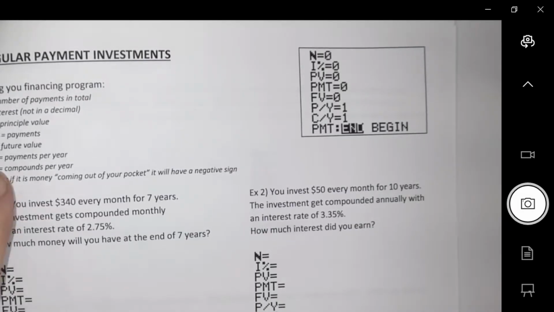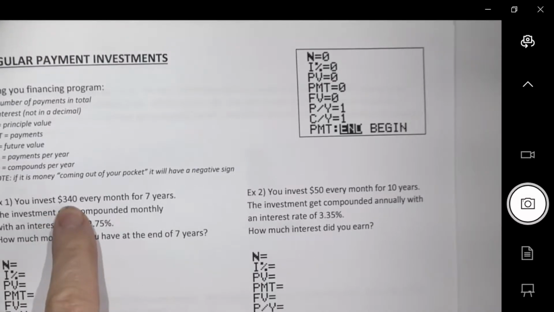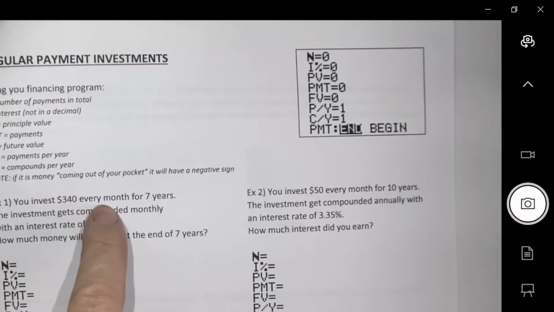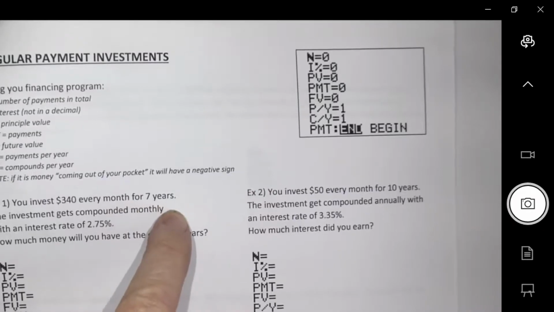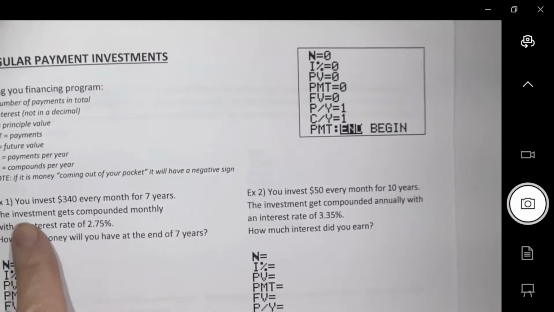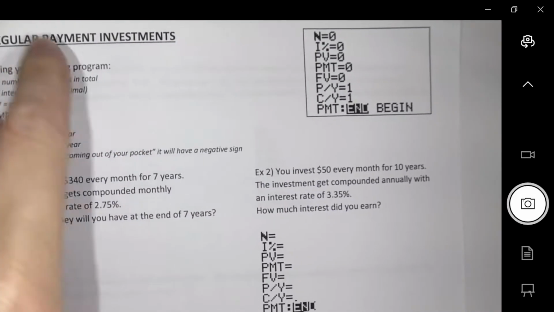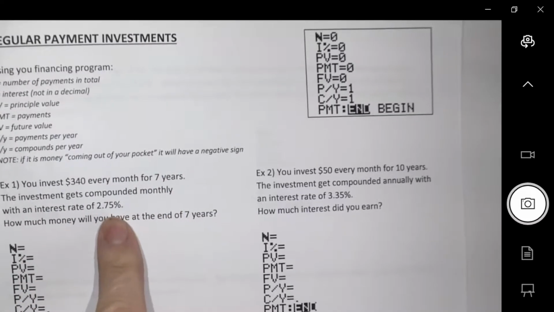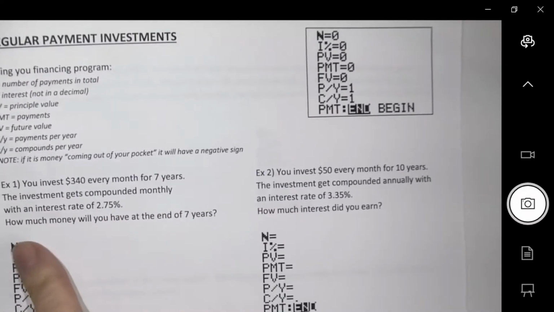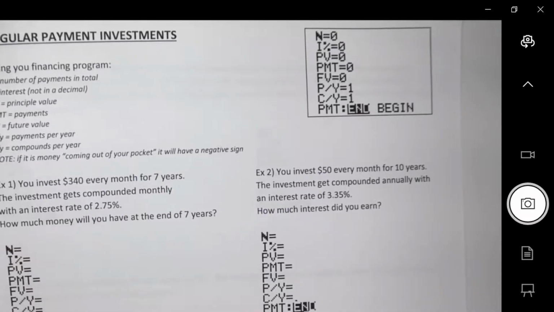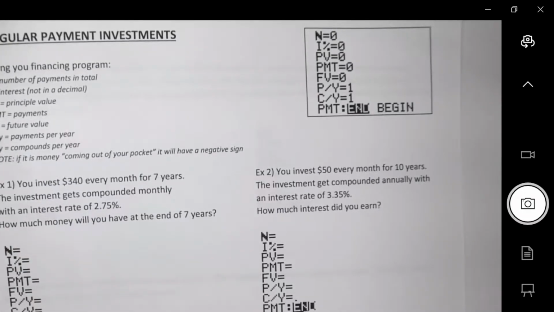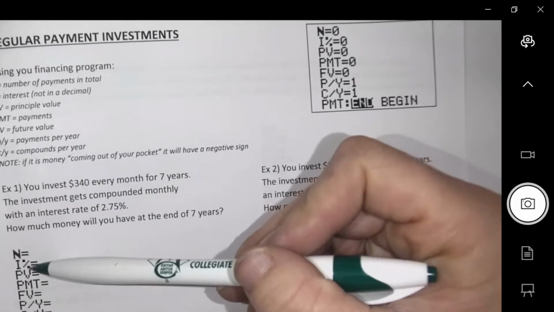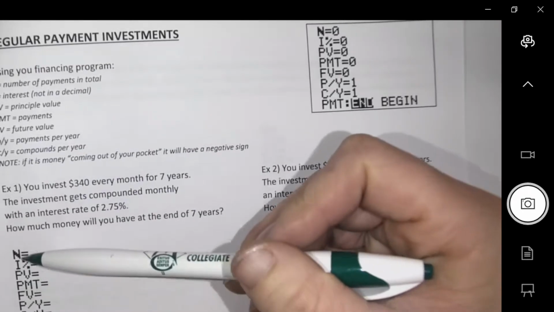Okay, you invest $340 every month for 7 years. You're going to get this investment compounded monthly at an interest rate of 2.75. How much money are you going to have at the end of the 7 years? Okay, so we're going to look at this list of things.